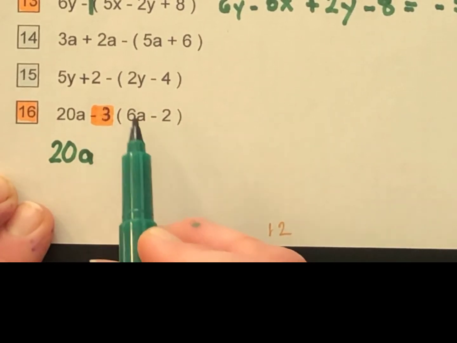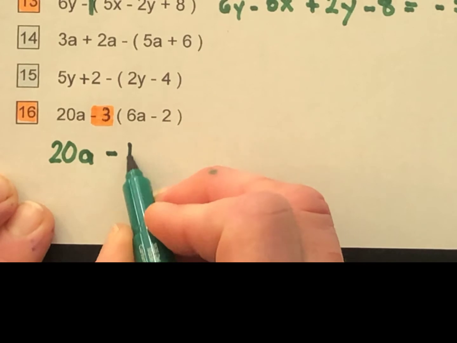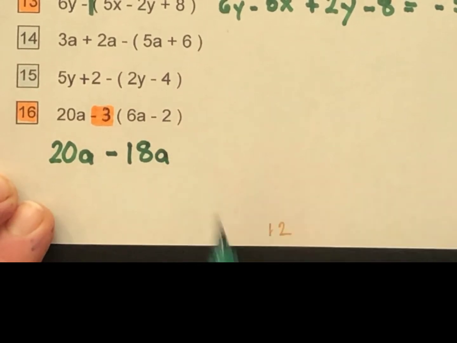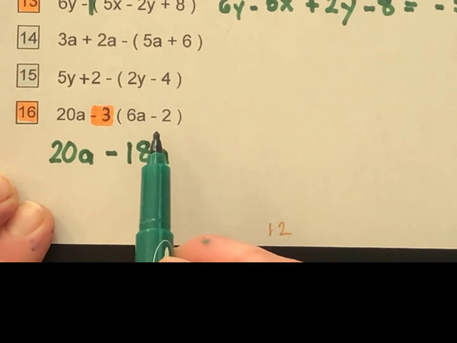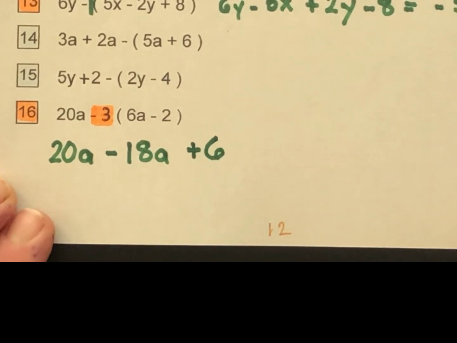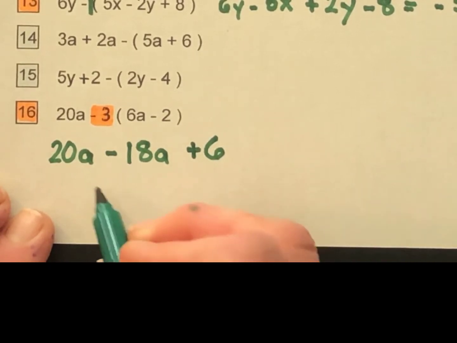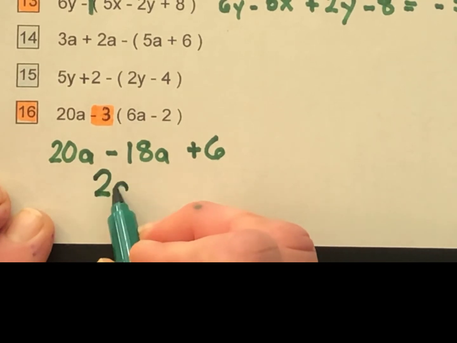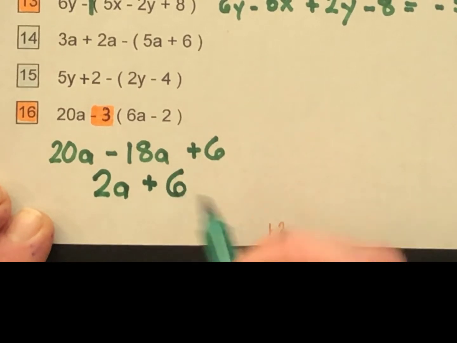Negative 3 times 6a is negative 18a. Negative 3 times negative 2 is positive 6. Now let's make sure that I'm finished. Well, no, I've got 2 a terms, so I need to combine those. 20a minus 18a is 2a plus 6. There you go.